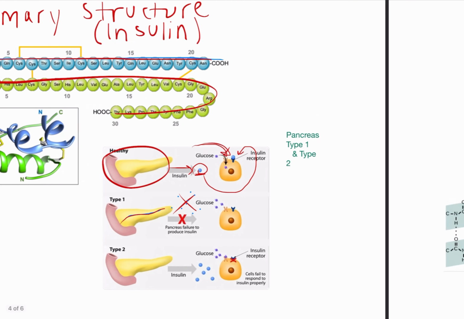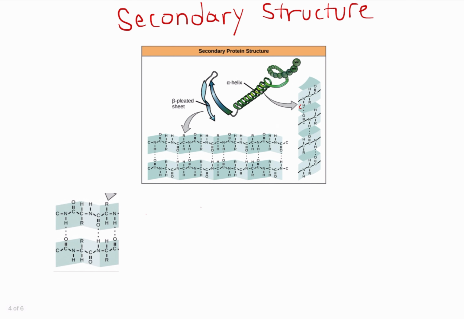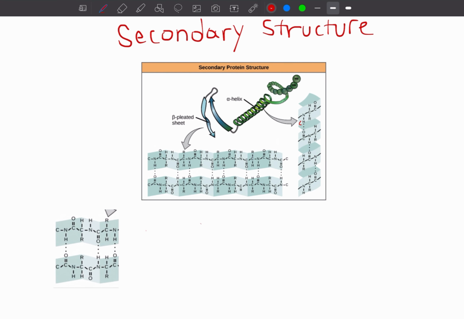So I want to go on to the next structure, and the next structure we have is secondary structure. Secondary structures can be beta pleated sheets, or they can be an alpha helix, or I like to say alpha helices. It just sounds so fancy. In secondary structure, they can form beta sheets and alpha helices. And so for secondary structure, these structures are actually formed by hydrogen bonding of other amino acids.